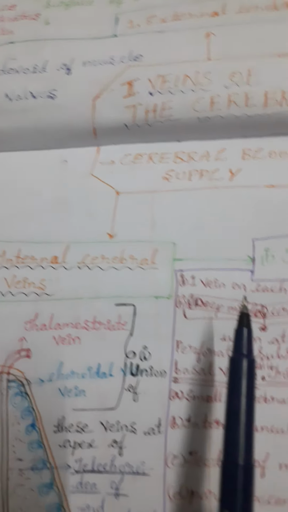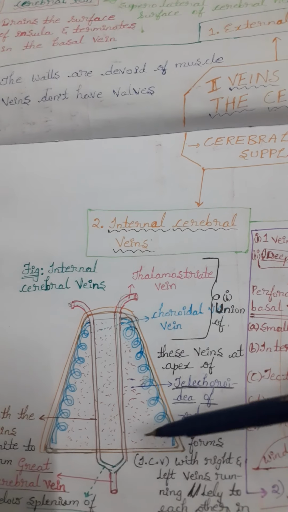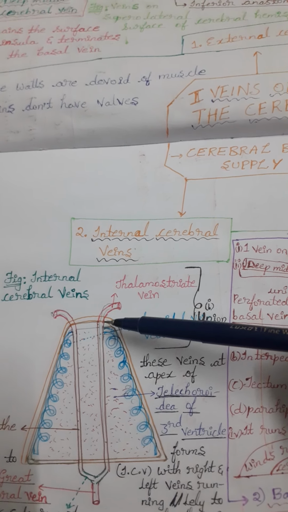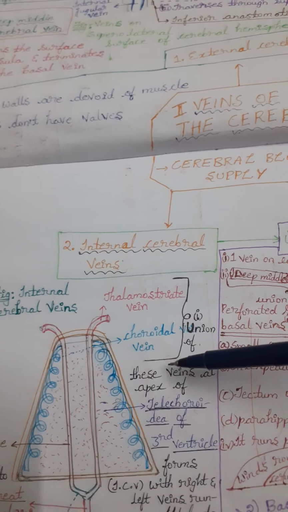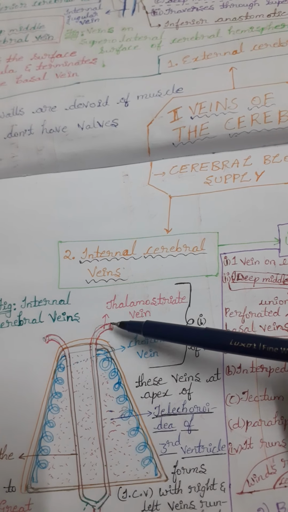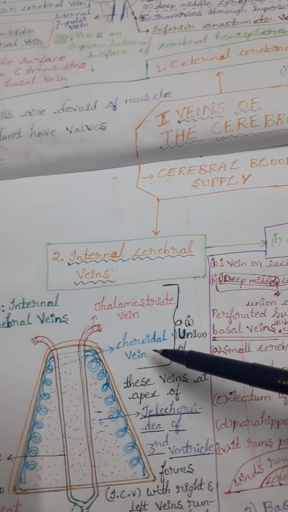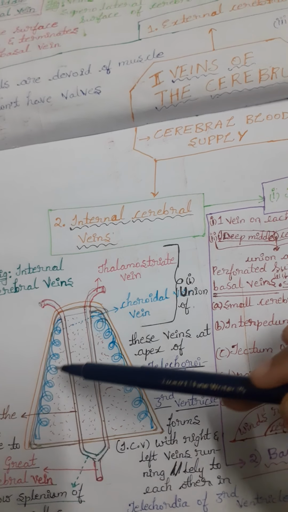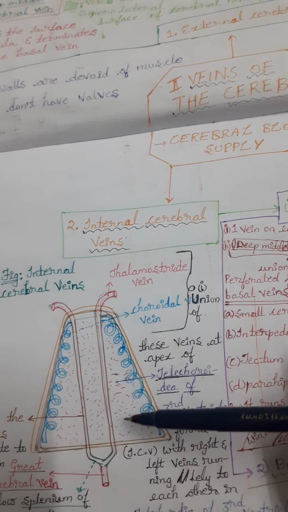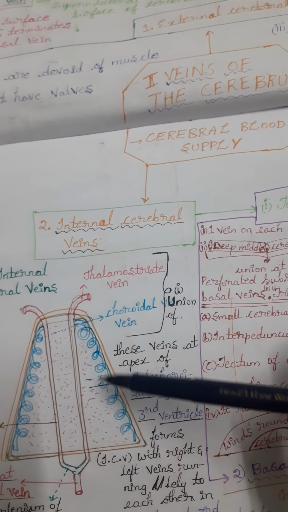Coming to internal cerebral veins. Internal cerebral veins also have terminal veins. Now this is the figure of internal cerebral veins, which I am going to explain in black colored script. This one is a thalamostriate vein and choroidal vein. Both these veins will unite at the apex of tela choroidea of third ventricle. This space, which is in blue color here, is the tela choroidea of third ventricle.